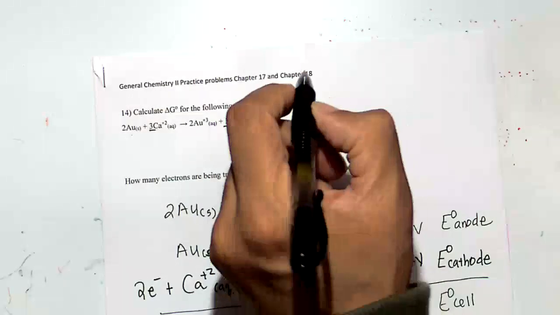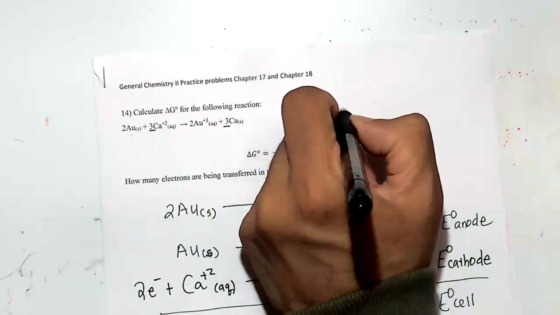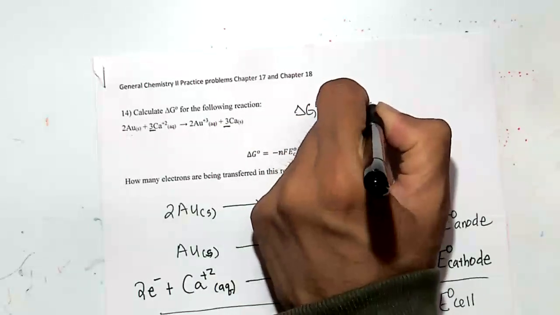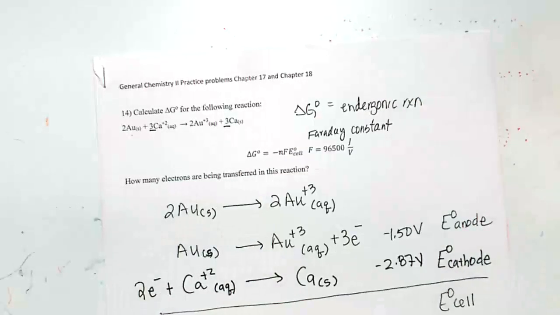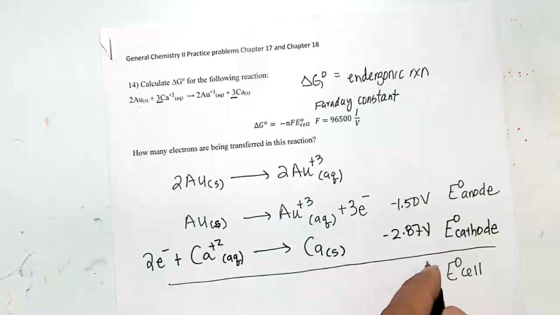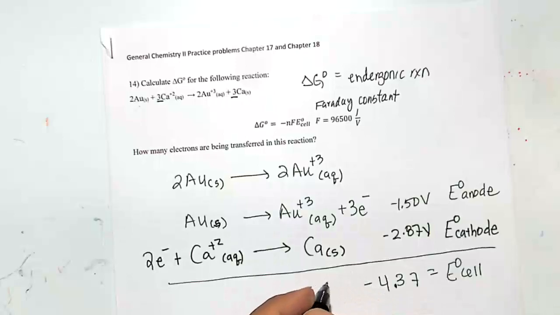Okay, if delta G is positive, we call that an endergonic reaction. It requires energy for it to move to the product side, and this is a battery that's not moving in this direction. It minus 4.37 volts.